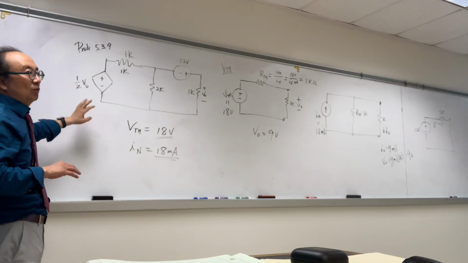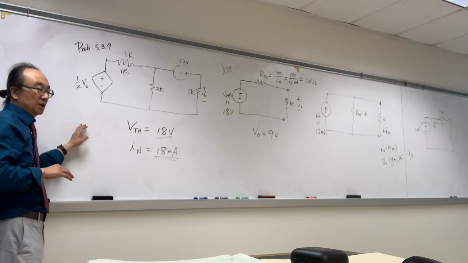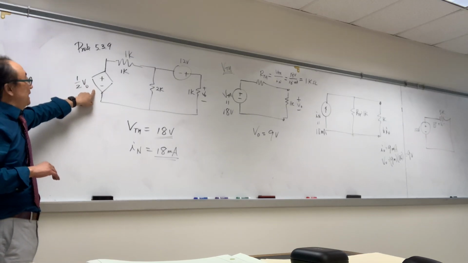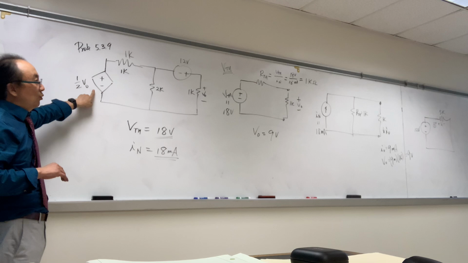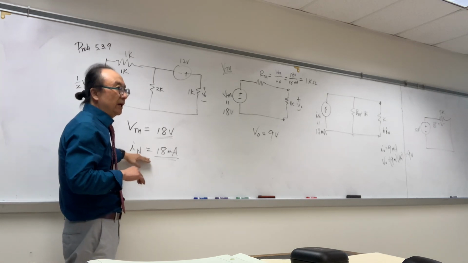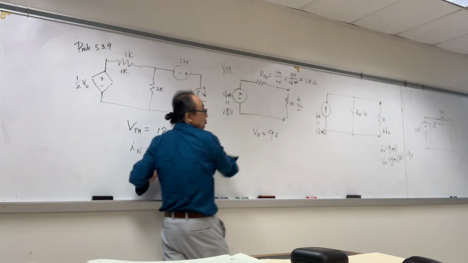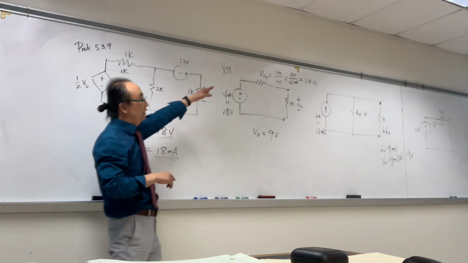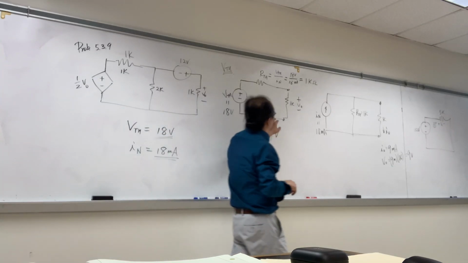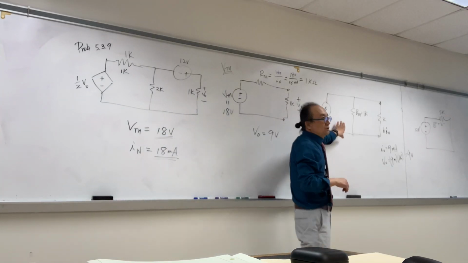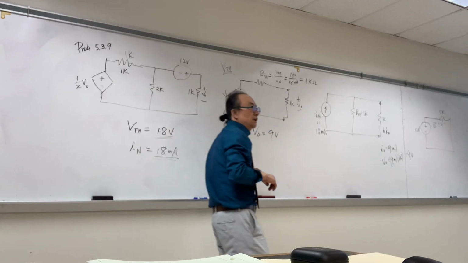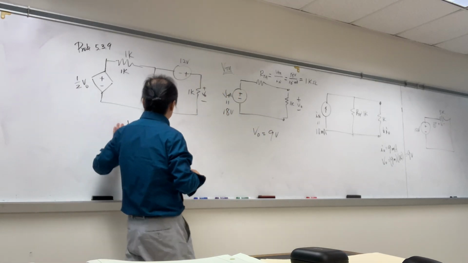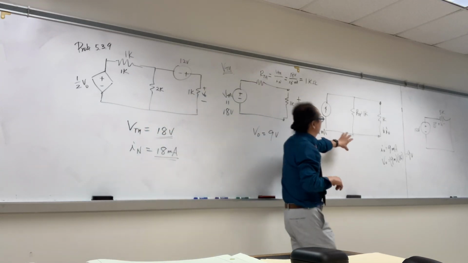Right, we can just find the Thevenin only. We can find the Norton only. However, since we have a dependent voltage source, we have to find I sub n in order to find RTH. There's no other way to find RTH. Since we have VTH, IN, RTH, we can simply build the Thevenin and Norton circuits together, and you can check the answer.